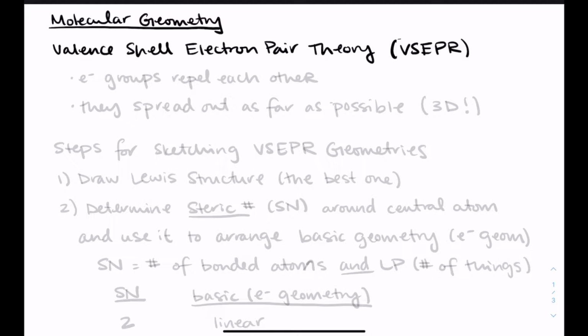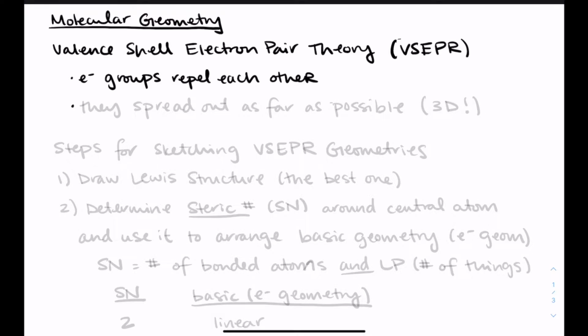We're going to use something called valence shell electron pair repulsion theory, which usually gets called VSEPR, even though it's spelled VSEPR. Valence shell electron pair repulsion theory is just a lot to say, so we're going to call it VSEPR. You can call it VSEPR if you would like.